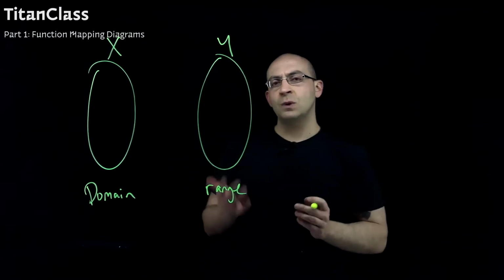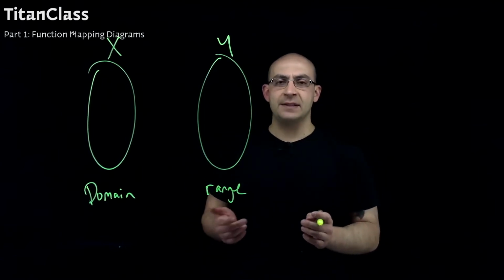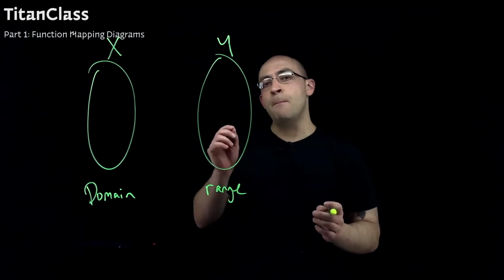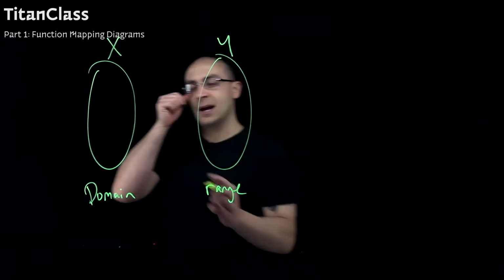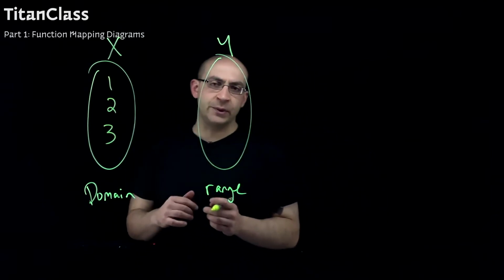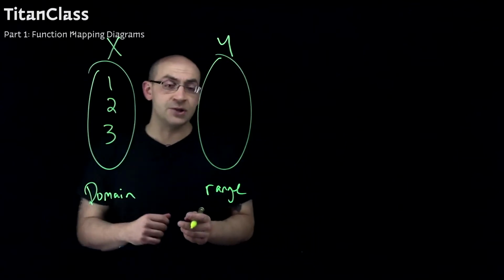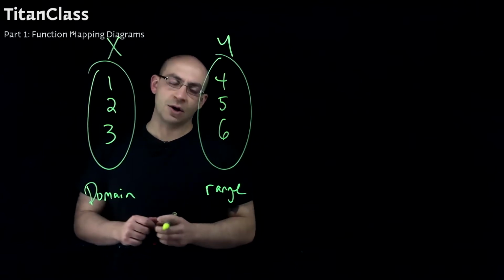Now, what is the importance of ovals? Well, a function mapping diagram is literally that. It maps our x values to our y values. So let's try a couple. Let's keep it simple. What if I had the numbers 1, 2, and 3 for our x values? Those are our domain values. And let's just say we had a 4, a 5, and a 6 on our range values.